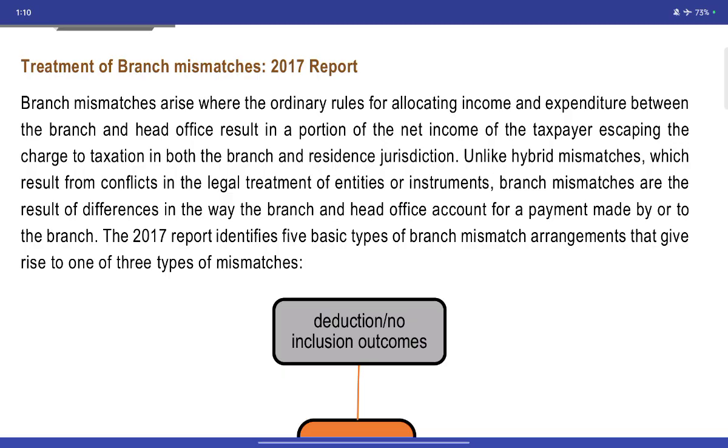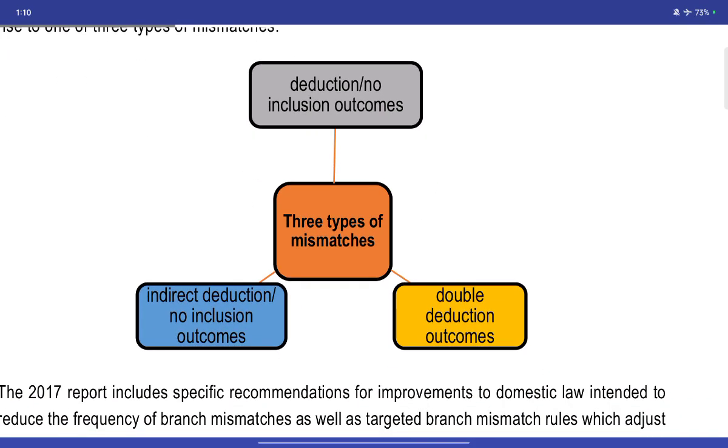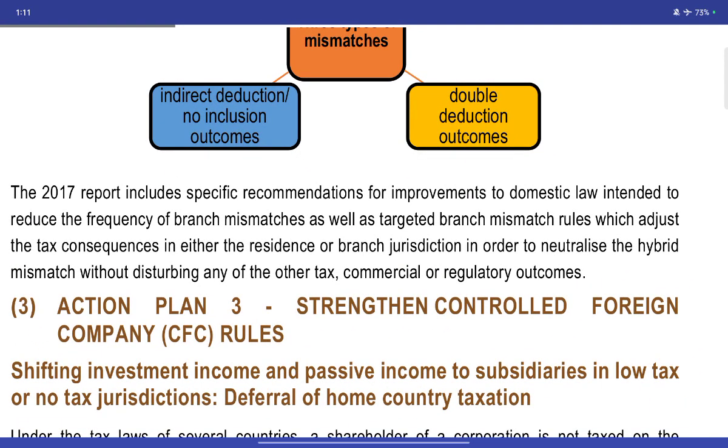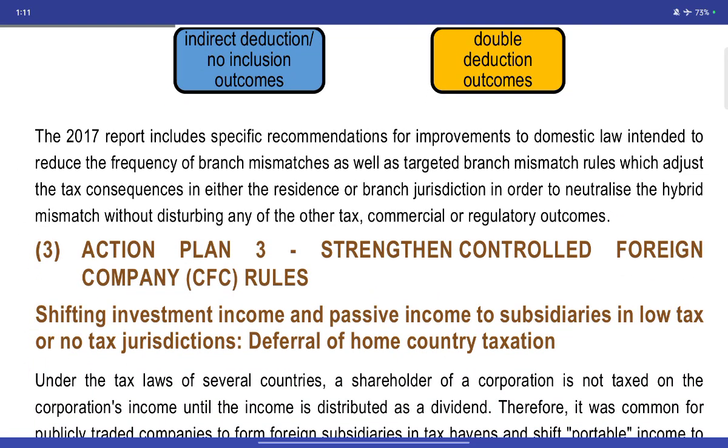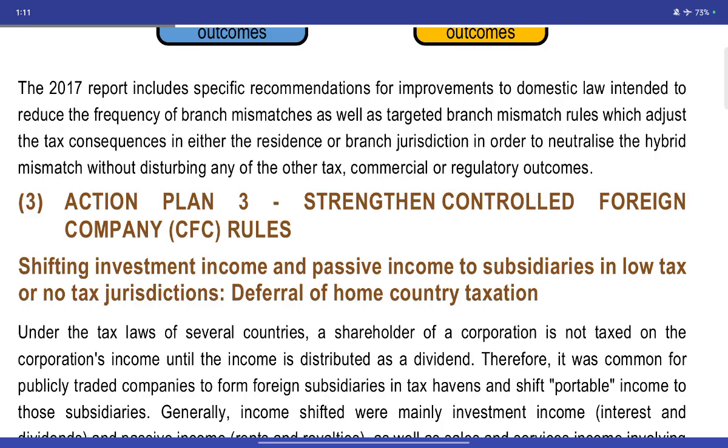The 2017 report identifies five basic types of branch mismatch arrangements that give rise to one of three types of mismatch: double deduction outcomes, indirect deductions, and deduction or no inclusion outcomes. Also, the 2017 report discloses specific recommendations for improving domestic law, intended to detect the frequency of branch mismatch, and also to target branch mismatch rules and adjust the tax consequences of either residence or branch decisions in order to neutralize the hybrid mismatch without disturbing any of the other tax or commercial outcomes.